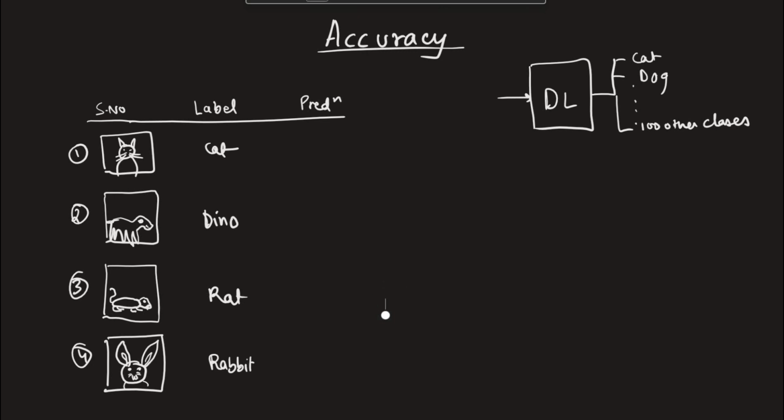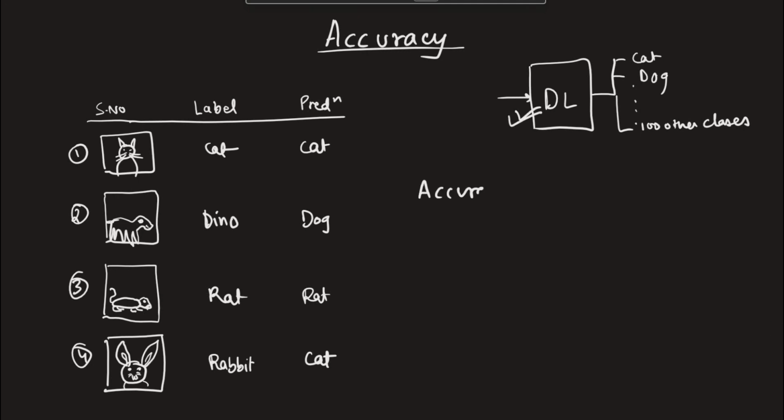In the prediction, it says the cat image is a cat image. The dinosaur, it predicts as a dog, let's say. And the rat, it predicts correctly as a rat. And the rabbit, it predicts as a cat. So let us find out what is the accuracy of this deep learning model based on these predictions.